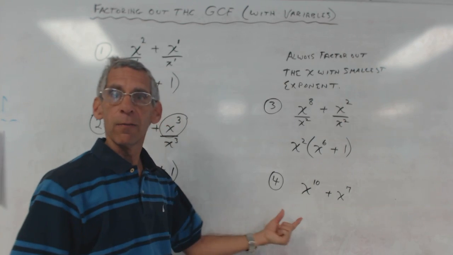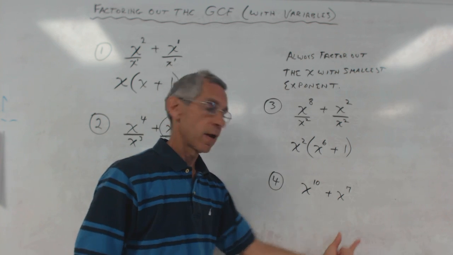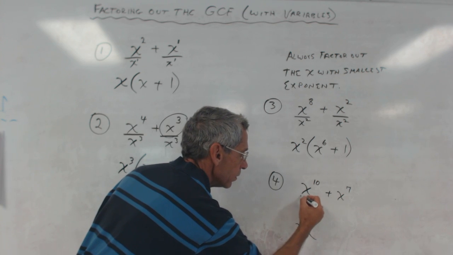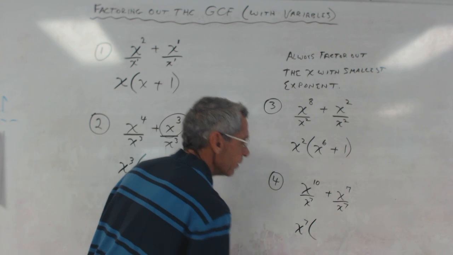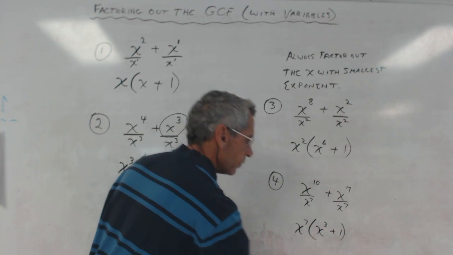What do they both have in common? What's my greatest common factor? x to the 7, right? So I'm going to do x to the 7, parenthesis, put my x to the 7 here. x to the 3rd plus 1 in parentheses. x to the 3rd plus 1.